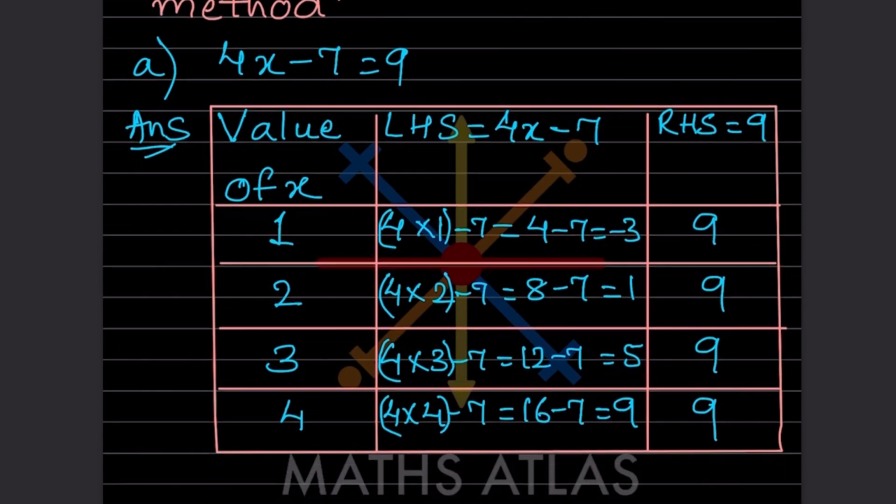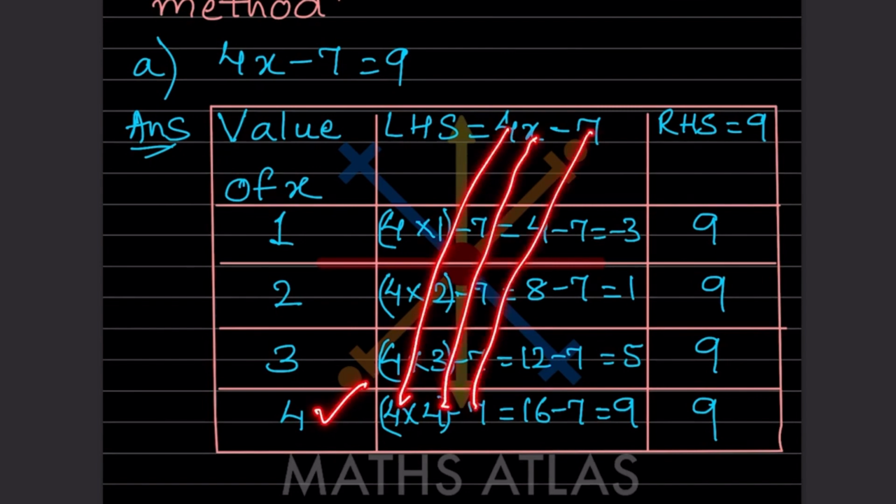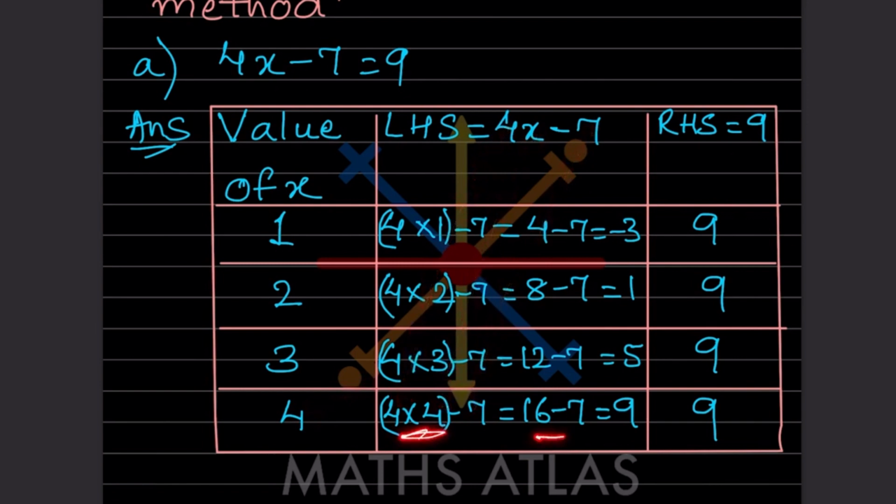Now we have to go for the next step, that is we have to put the value of x as 4. So here 4, x is 4, and this is minus 7. So what is here? 16 minus 7, that is 9, and this also is 9. Both sides, the LHS is 9 and the RHS is 9. So here we have to stop.